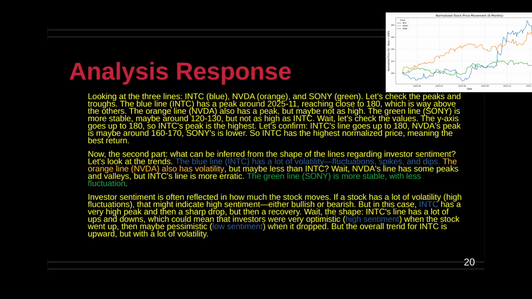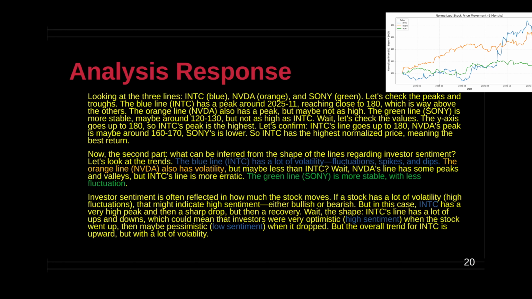Now the second part, what can be inferred from the shape of the lines regarding investor sentiment? Let us look at the trends. The blue line, Intel, has a lot of volatility, fluctuations, spikes, and dips. The orange line, NVIDIA, also has volatility, but maybe less than Intel. Wait, NVIDIA's line has some peaks and valleys, but Intel's line is more erratic. The green line, Sony, is more stable with less fluctuation.